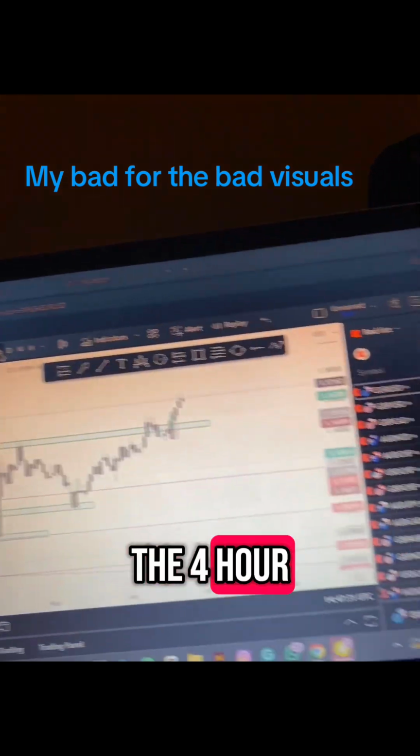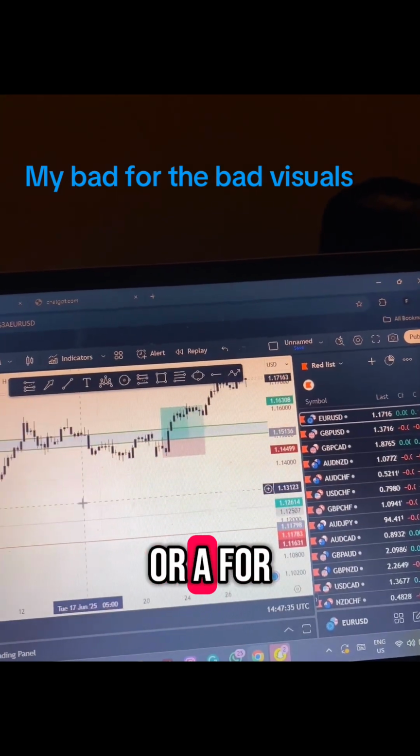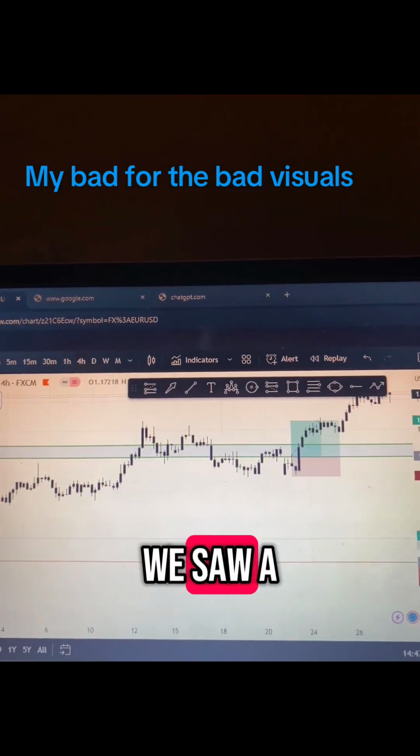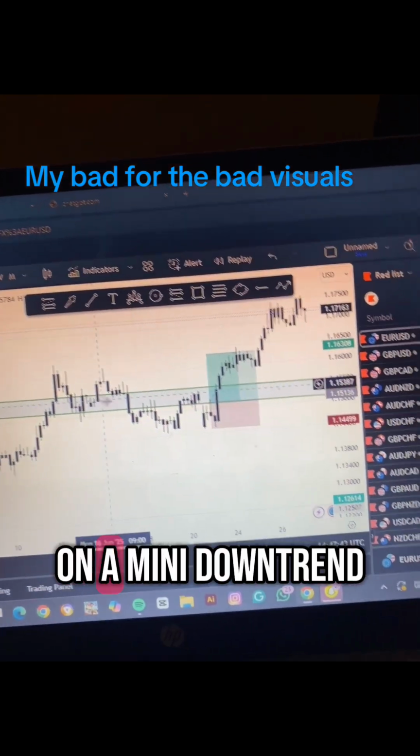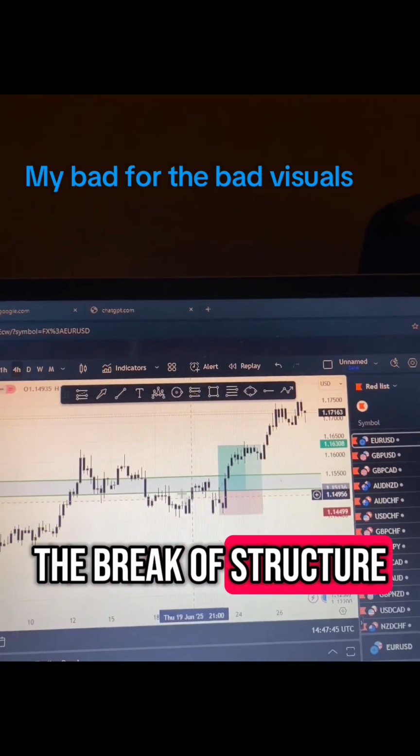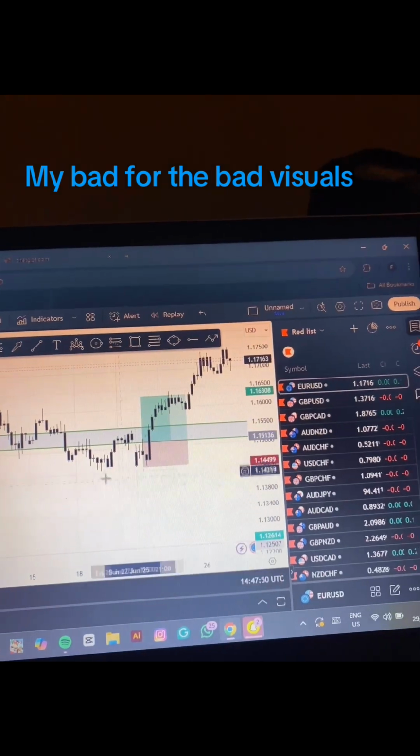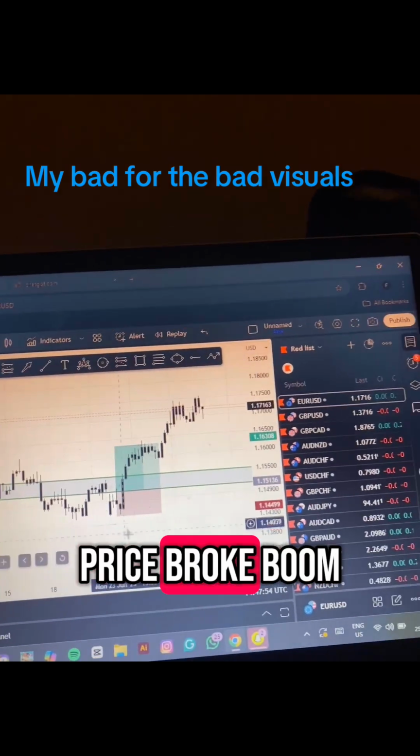So basically on the 4 hour, what we were waiting for was a confirmatory entry to start the bullish trend. So what happened? We saw a break of structure. You see the price was going on a mini downtrend, then you see the break of structure. Then you see a double bottom at this area for the confirmation of the uptrend. Then you see price broke, boom.